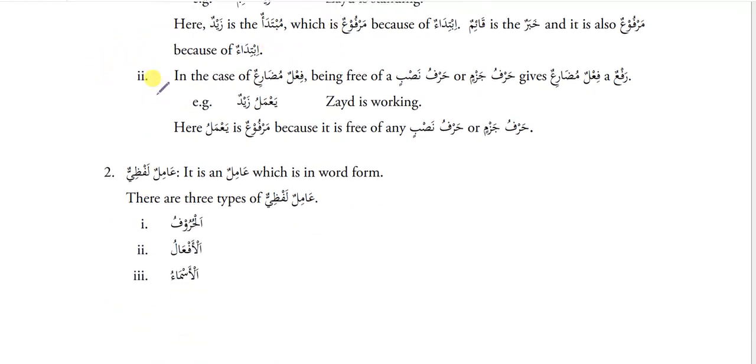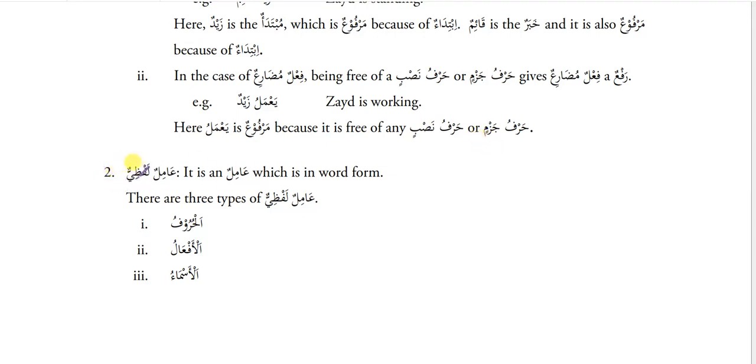Second, in the case of Fe'l Muzare, being free of harfu nasab or harfu jazm gives it rafa. What are all these harf nasab and jazm? We are going to discuss that inshallah, so don't worry. Like Ya'malu Zaidun, Zaid is walking. Ya'malu is marfu because it is free from harfu nasab or harfu jazm.